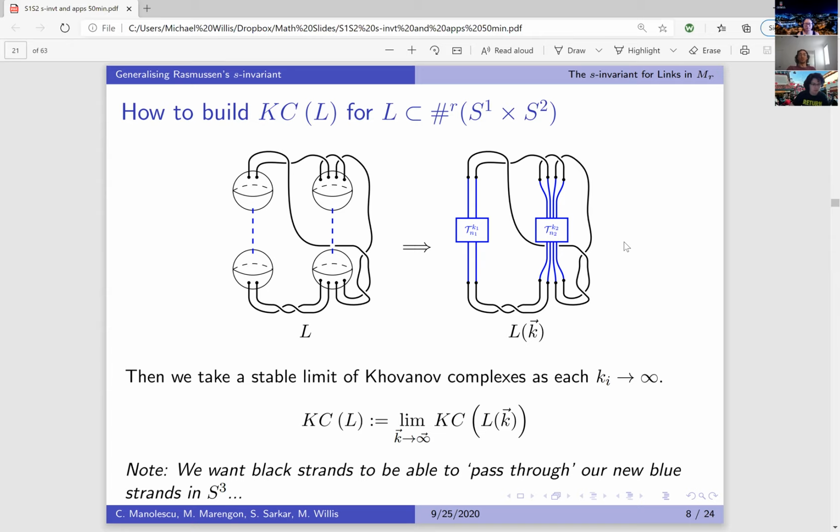Okay, so I want to describe a little bit about how that goes, but maybe this is a good place to pause and see if anybody has any questions on the overall picture.